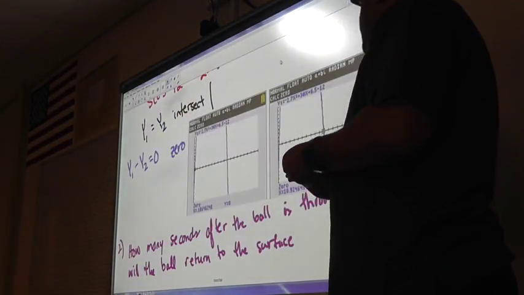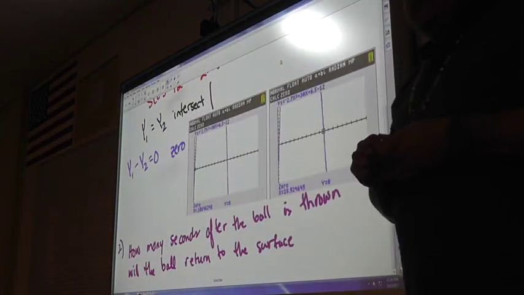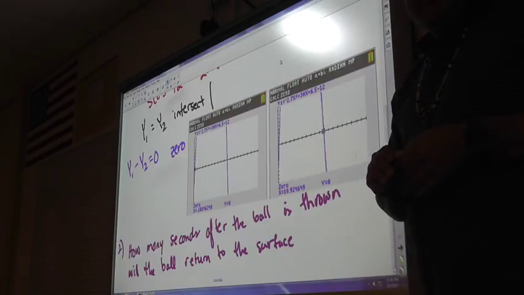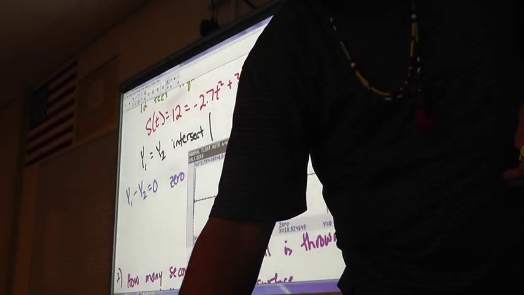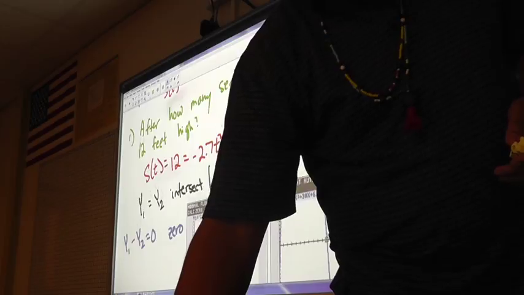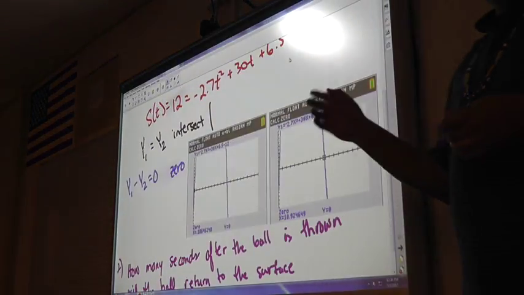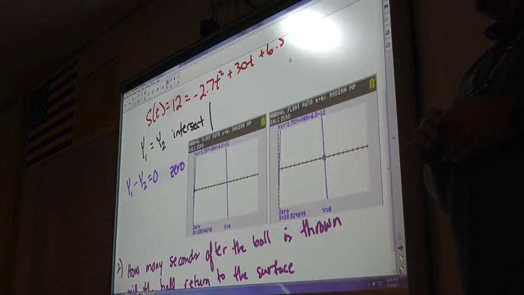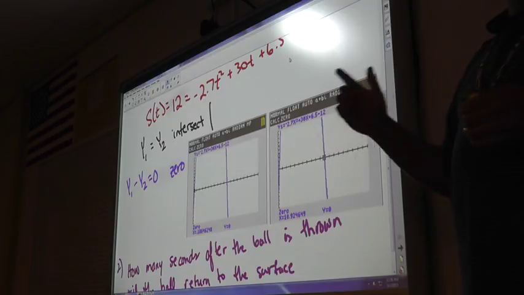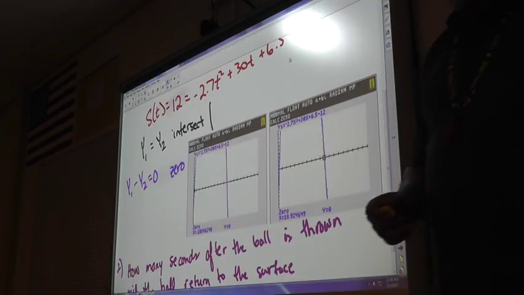It does hit 7 foot. Now, if the question said, when does it first hit it? Well, actually, does it say when does it first hit it? No, it doesn't. Now, the question could have been, when is the first time it hits 12 feet? The question could be, when is the last time it hits 12 feet? Then you have to think about it a little bit more.